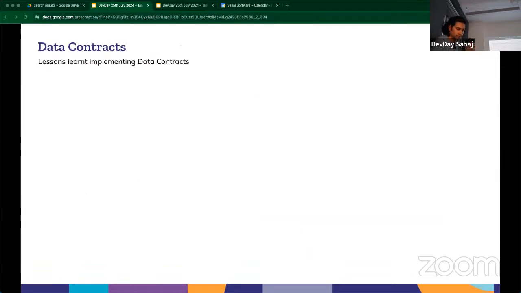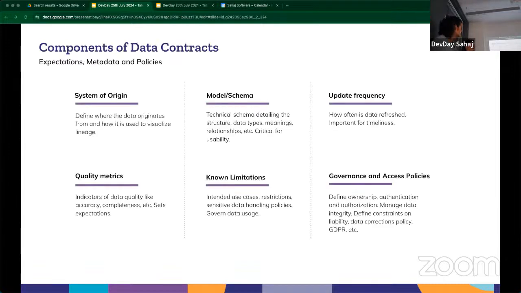Can I just ask, I'm trying to think of it as an SLA for data, data as a service. But I don't see a component of availability of data. Is that included somewhere? Like how long is it going to be available? Can you repeat? Oh, yeah. Sorry. So the question was more around SLAs and availability of data.